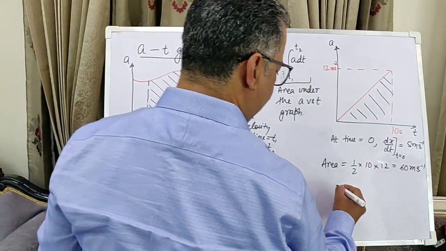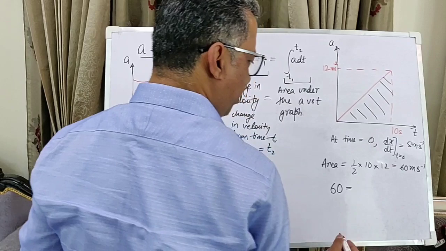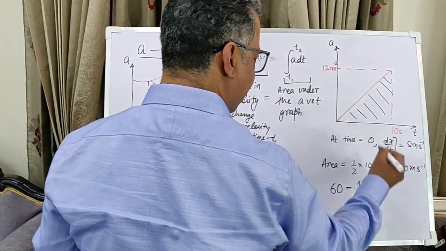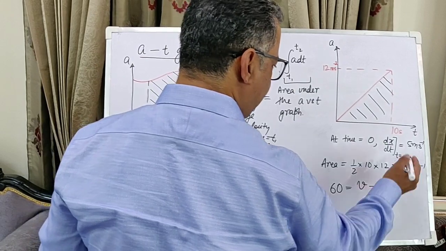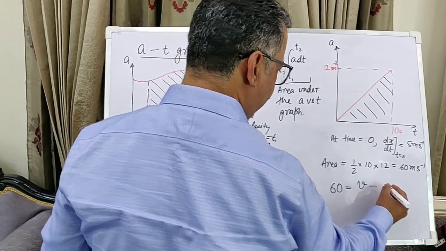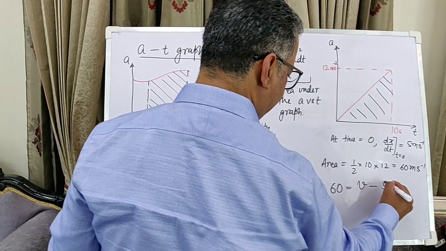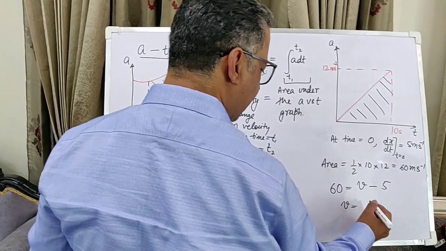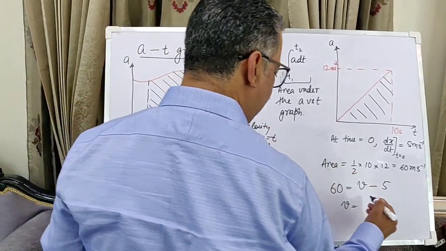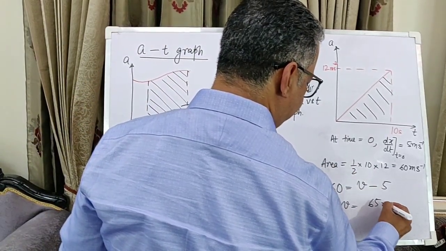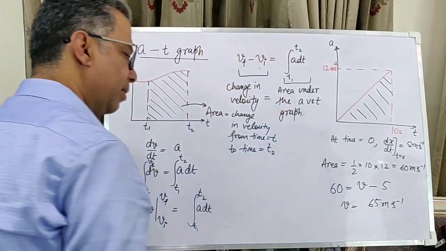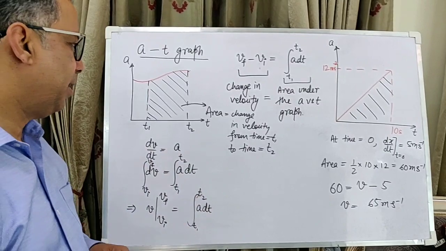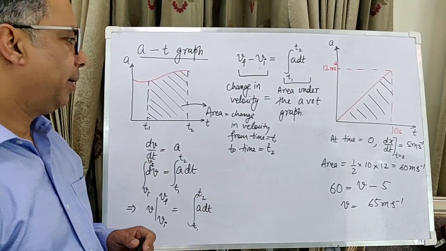Now this area 60 is equal to the change in velocity. Let's say velocity at time equal to 10 seconds is v minus the velocity at time equal to 0, which is 5. Change in velocity equals area. So the velocity at time equal to 10 seconds comes out to be 65 meter per second. So that's acceleration defined for you.